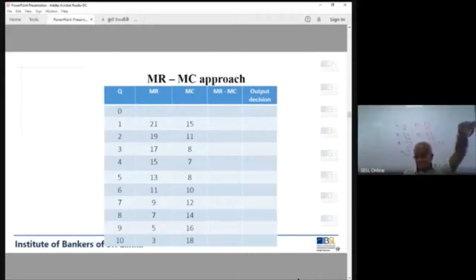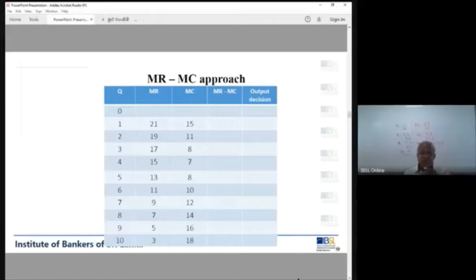So that is our finding in the TR-TC approach. Total profit is maximized at 7. Marginal profit comes to around 0, minimal marginal profit at the profit maximizing output.